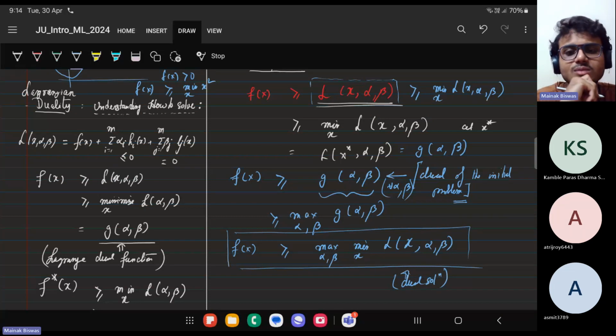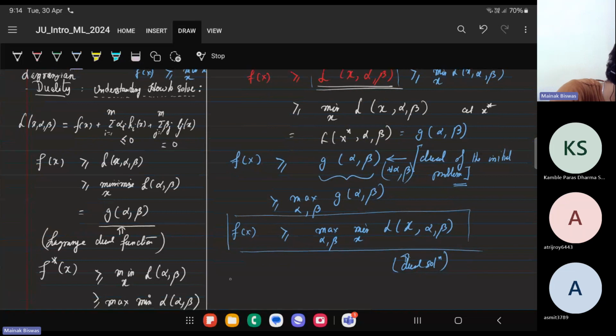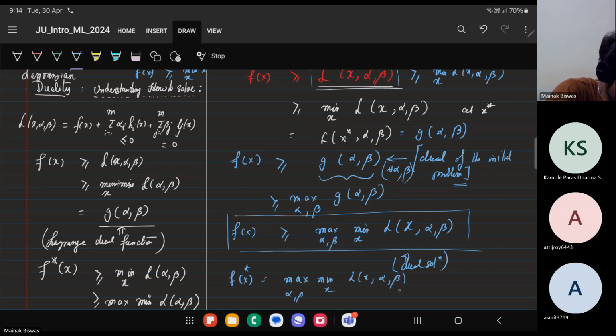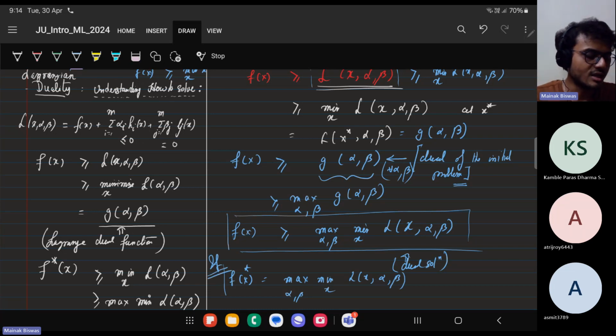Now you may ask me, Dada, what is the use of this? It is always less than only. But I'm not going to get F star, right? Do you agree that you need the equality case? F of x star equal to the max over alpha beta, then you will be happy. If it is equal, then you will be happy.